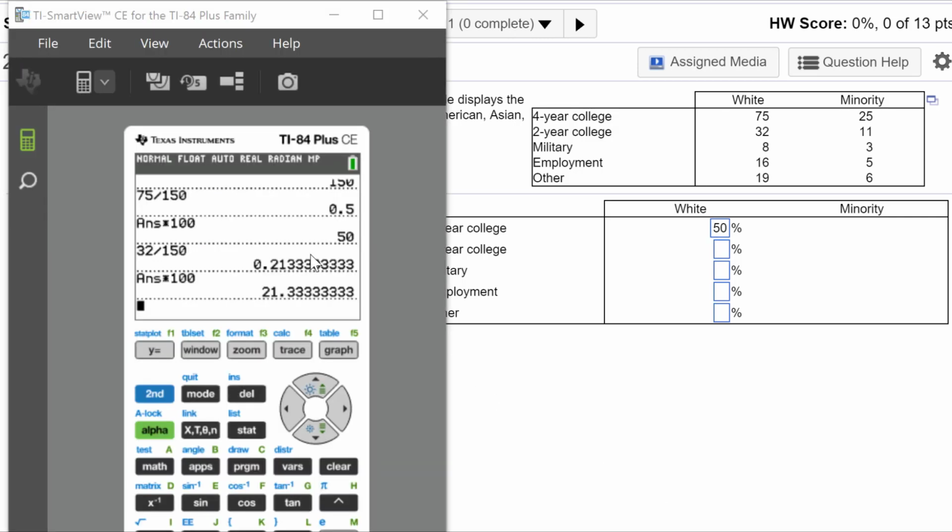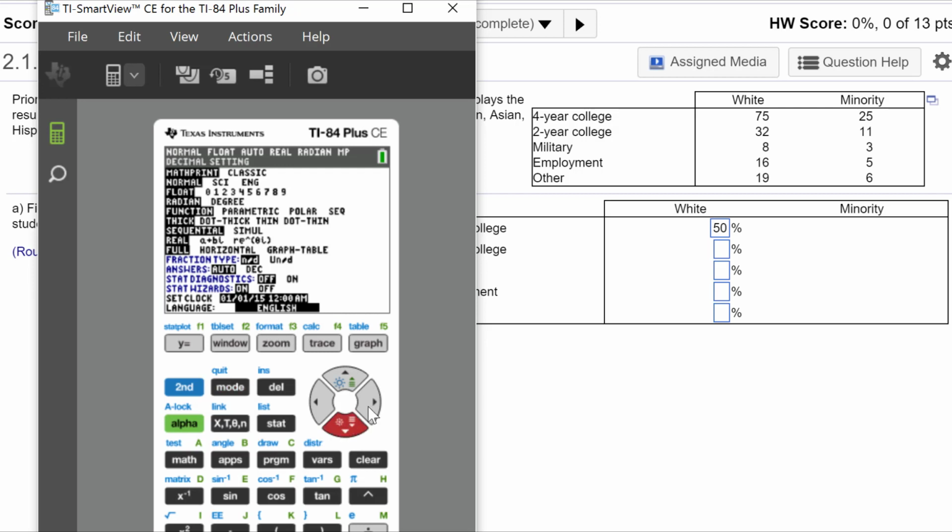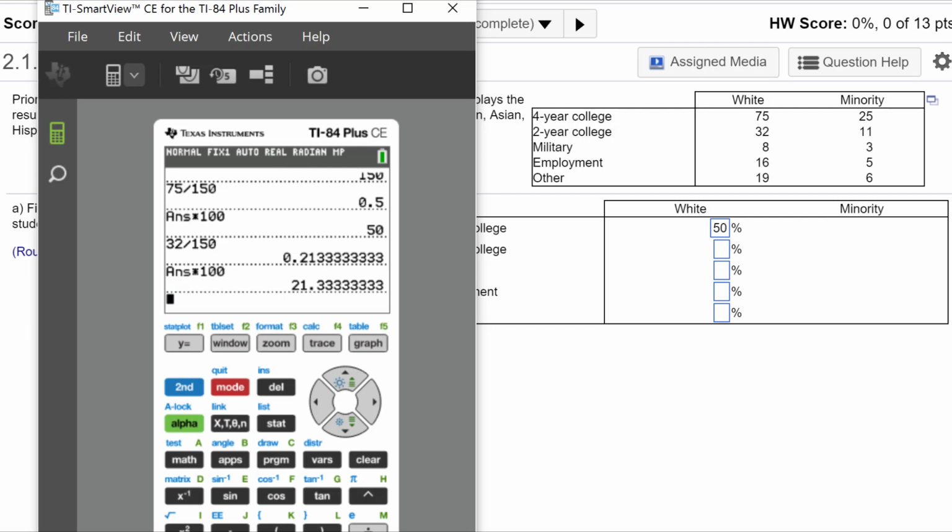So I wanted just to show you a little feature here on the calculator. If you happen to have it, this is not a required calculator. You can use any calculator you want for this course. Many calculators will have a way to address rounding. So we want one place, so I can press mode and come down here and change that float to a 1. Okay, and so now when I do 32 divided by 150 and I multiply that by 100, 21.3.